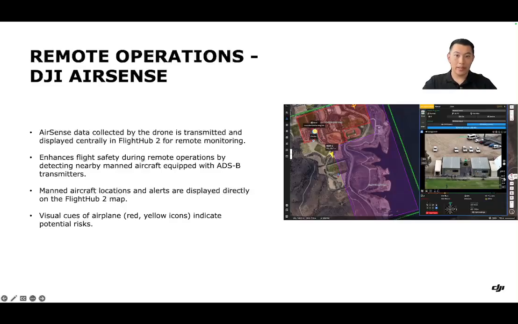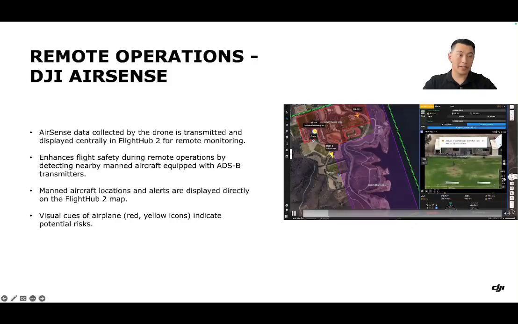AirSense data collected by the drone is displayed within FlightHub 2 for remote monitoring. This enhances flight safety as it detects nearby aircrafts equipped with ADS-B transmitters. Also, visual cues of aircraft will be indicated for any potential risks on FlightHub 2. So this would be an example of an aircraft flying near the drone. It has ADS-B, so it's able to pick up this aircraft.